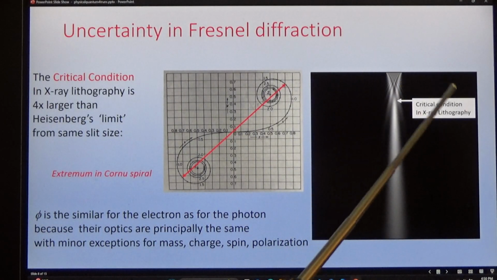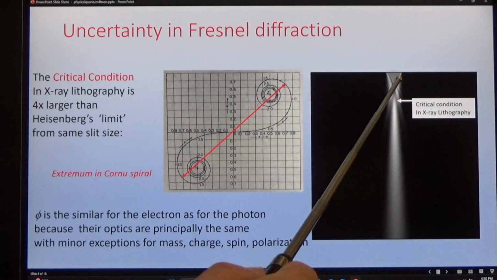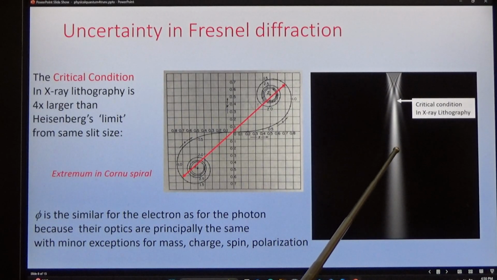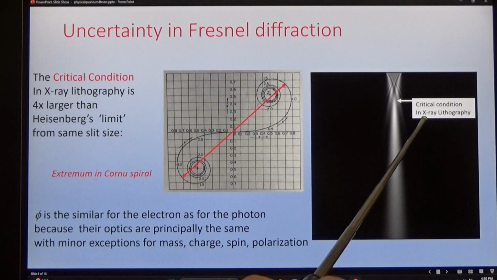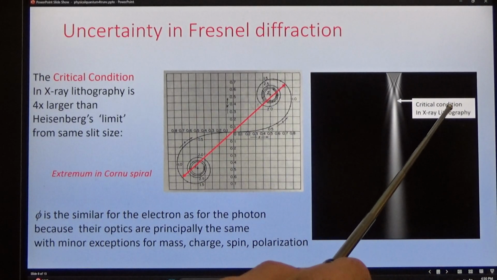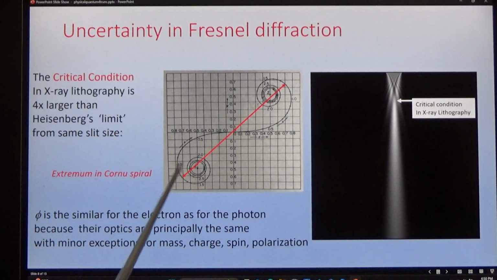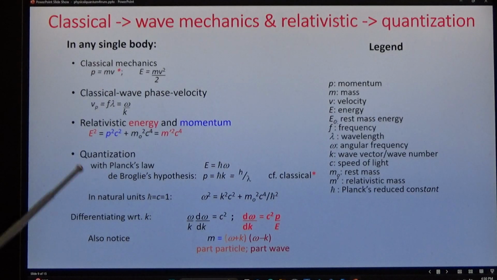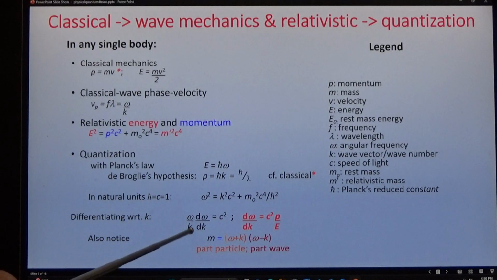Fresnel knew 100 years before Heisenberg that the uncertainty limit is the interface between near field and far field diffraction. And this has been verified by X-ray lithography at the critical condition. It corresponds to the extremum in the Cornu spiral. But we need to go on to understand what is the group velocity and the phase velocity.